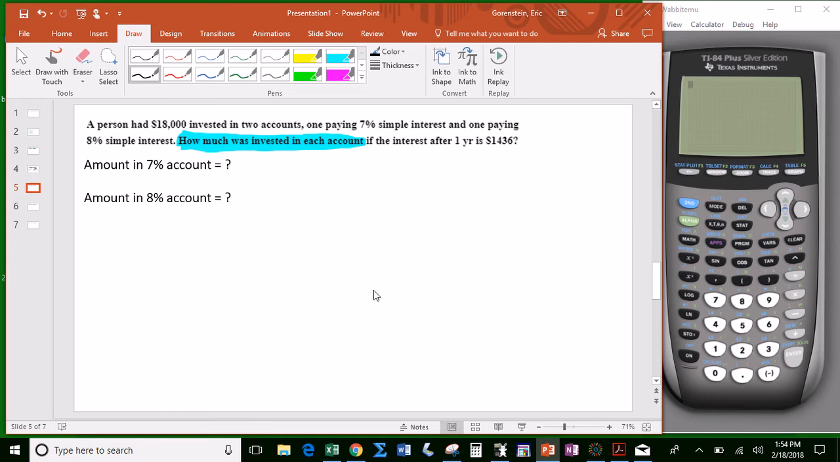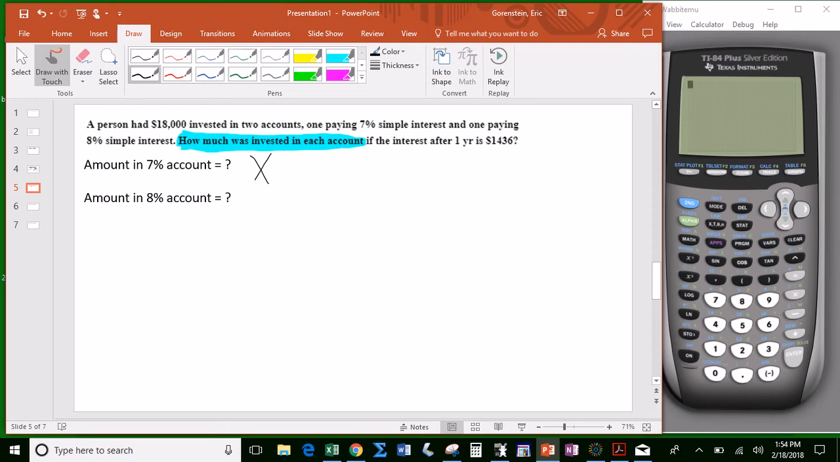So now, before we go further, we need to express the amount of money in the 7% account symbolically and the amount of money in the 8% account symbolically. It doesn't matter which one. I'm going to pick the 7% account because that one comes first on my list and it's first in the question. I'm going to say this is X number of dollars.